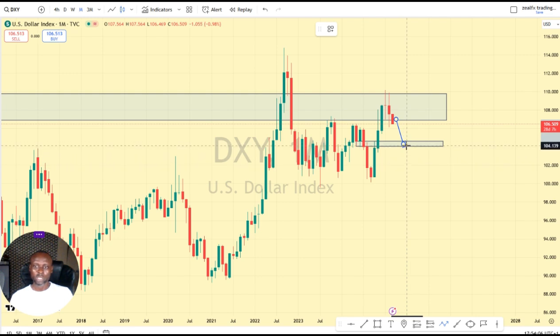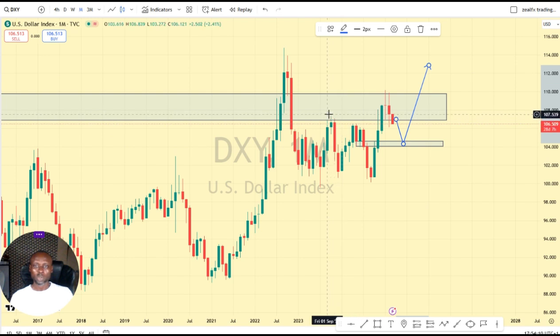Then if price fails to break this level, expect price to push back to the top, because price has closed above a high. Yes, so long as price closes above the high, we expect price to be bullish on the monthly chart. But we expect price to do a retest of this monthly support before we look out for a possible buying opportunity for the dollar index. So the dollar index on the monthly chart remains in a downtrend for this month of March.